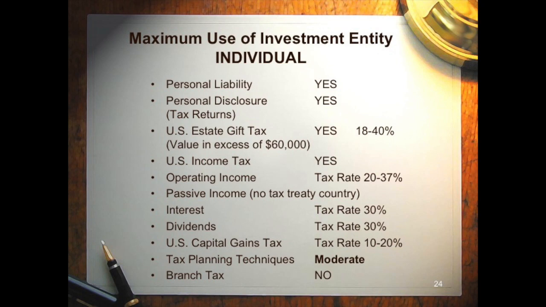Can you plan for these things? Yes. A certain operating income in the U.S. is taxable at only 20%. However, typically, interest and dividends paid to foreign investors will have a tax rate of 30% on the gross amount of payments.